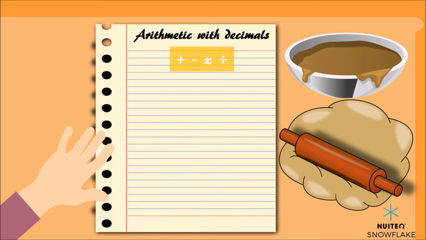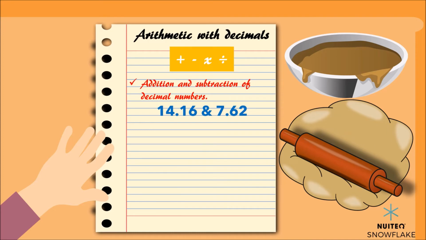Let's talk about arithmetic with decimals. We can add, subtract, multiply, and divide decimal numbers. Addition and subtraction of decimal numbers works the same way as whole number addition and subtraction. We just need to make sure that we line up the decimal points. We can add and subtract 14.16 and 7.62. We'll line up the decimal points, making sure that they're stacked directly on top of each other, bring the decimal point straight down, and add or subtract the numbers as usual.